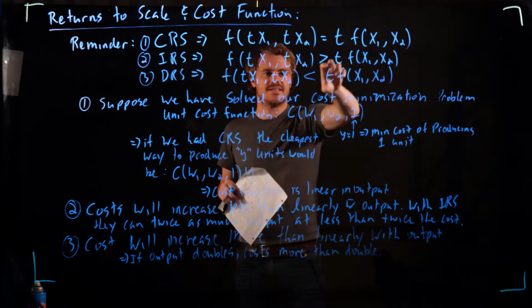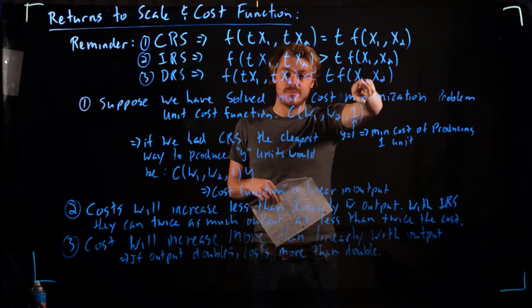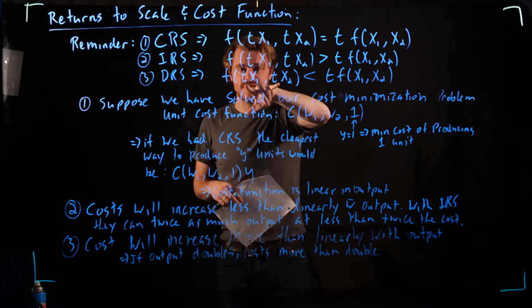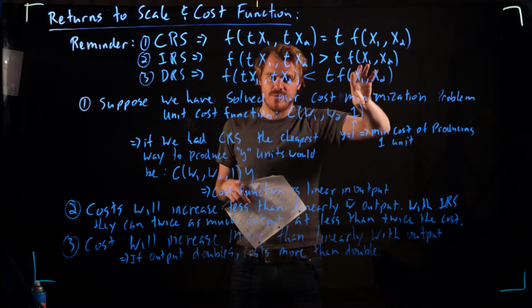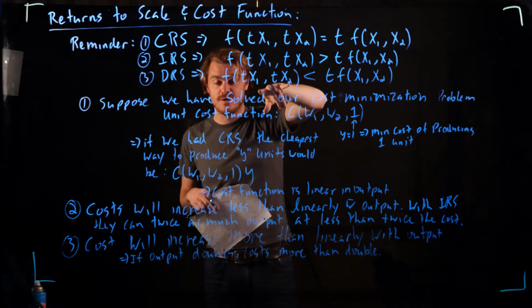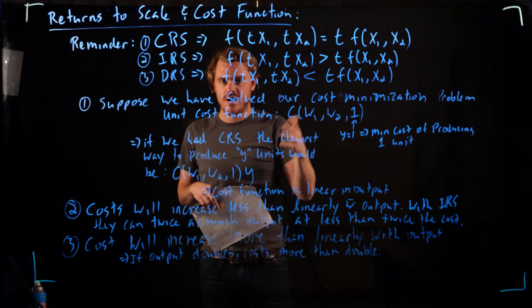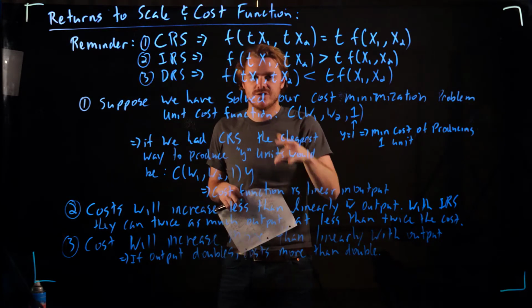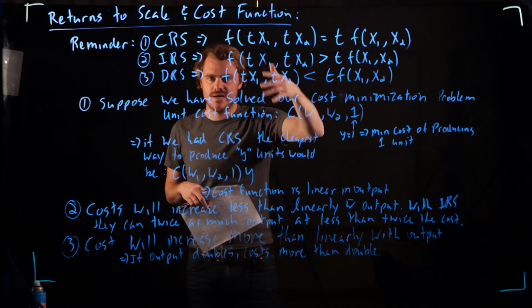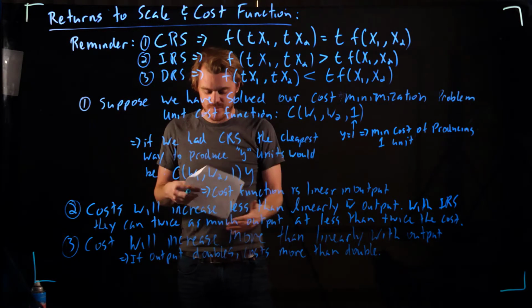Again, you can kind of see that with here. If we double the inputs and we get less than double the output, that means we have to more than double the inputs to get double the output. So the costs, if W1 and W2 are constant, which we're assuming they are here, so the unit costs of the inputs don't change, it's going to cost us more than double. If we have decreasing returns to scale, it costs us more than double to double the output.